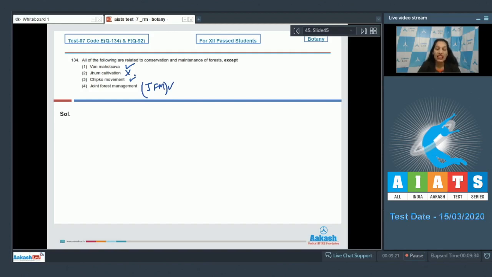This leads to the deforestation, not to the conservation of forest. So the correct option for the given question is option number 2. Let's move to the next question.